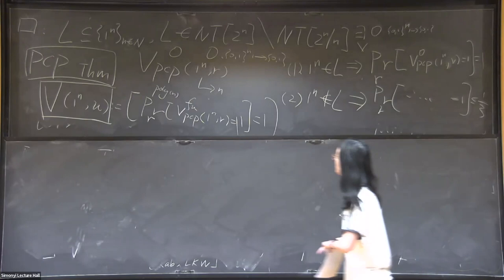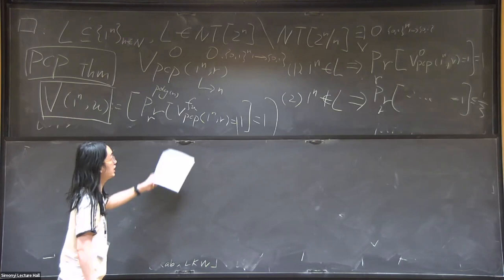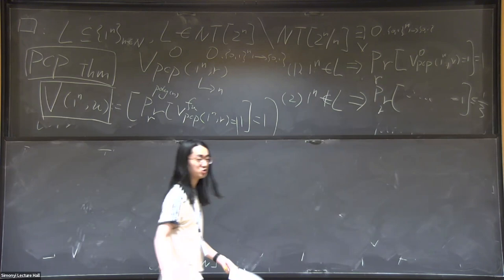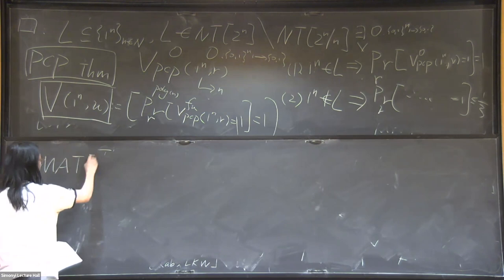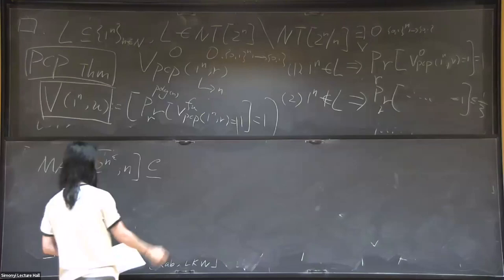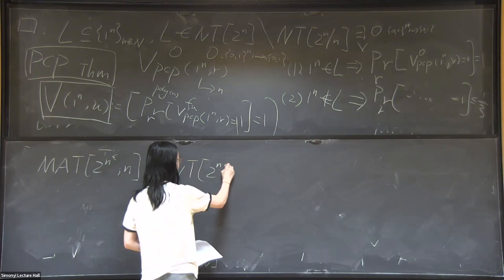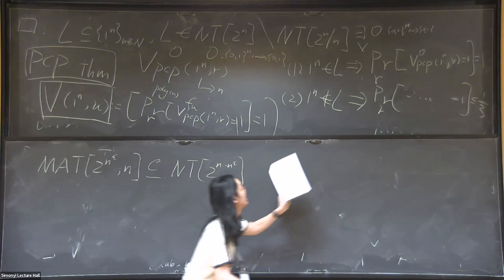Okay, so how do we prove this? What can we try to contradict? We know that L is very hard. L is not in non-deterministic 2 to the n over n time. So we try to give such an algorithm for L. That will be a contradiction. And what we also know is that Merlin-Arthur time 2 to the n to the epsilon with n bits of randomness is contained in non-deterministic 2 to the n minus n to the epsilon time. That's our assumption. This is faster than this.